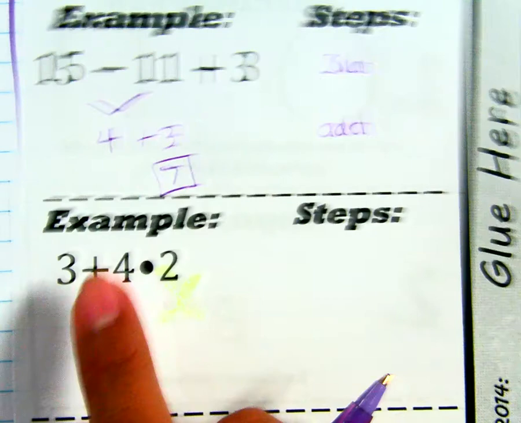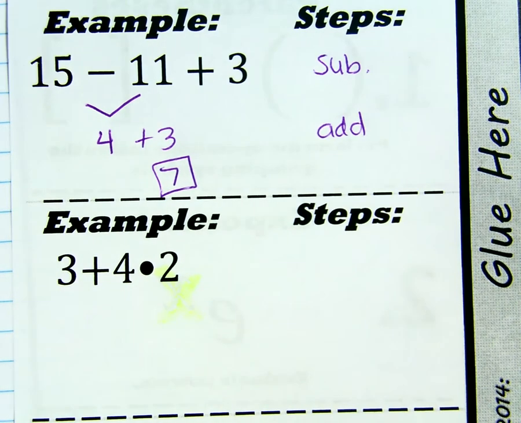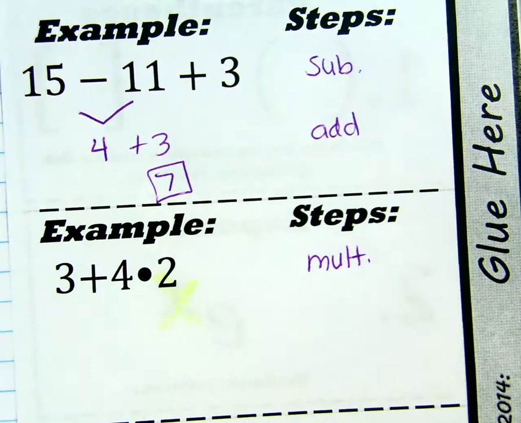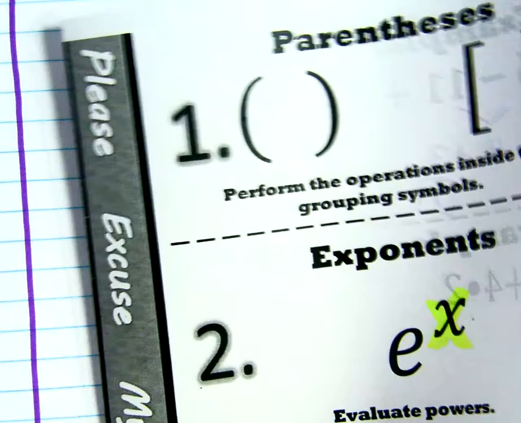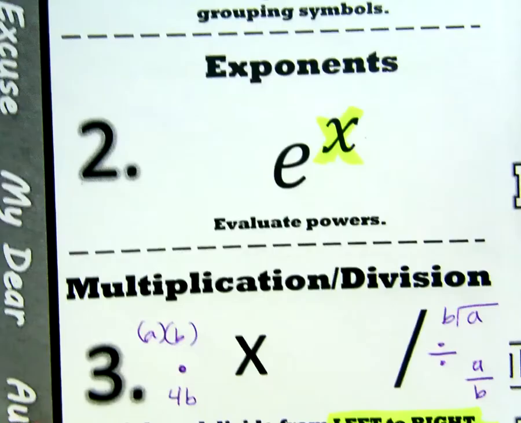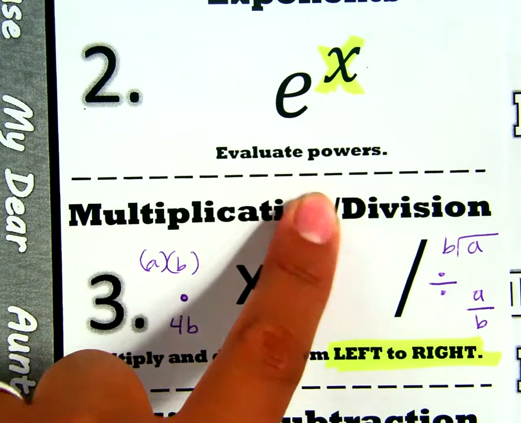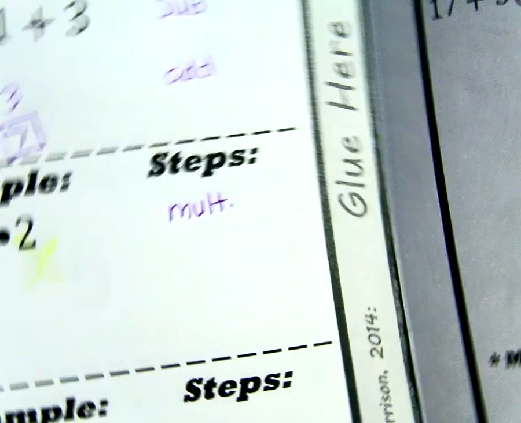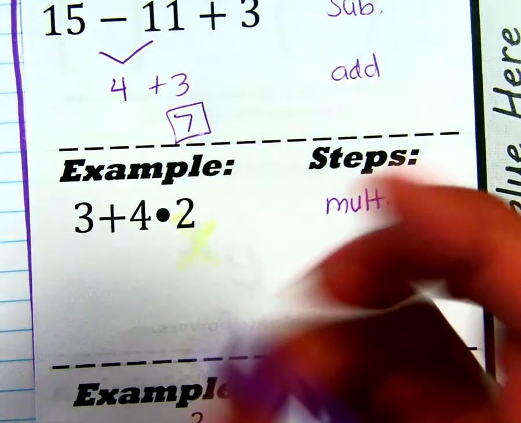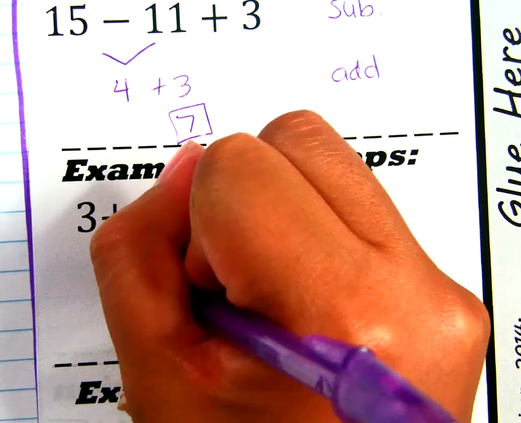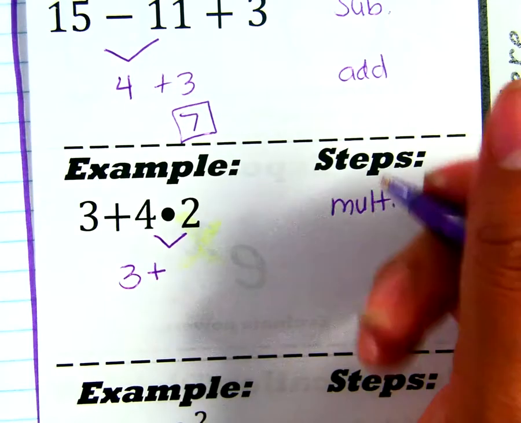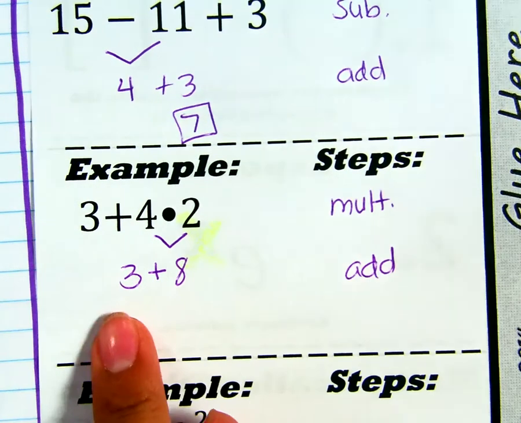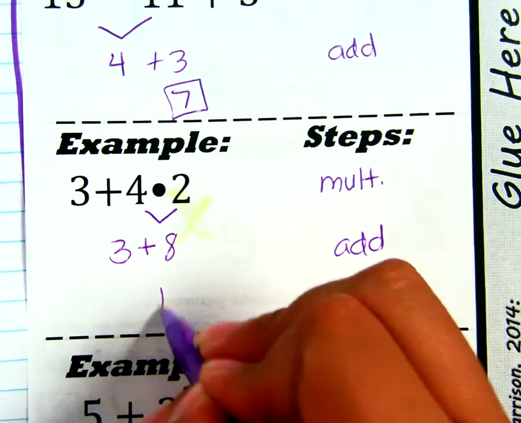Next one, we have addition and we have multiplication. What do we do first? Multiplication. Remember, if you're forgetting, go back to the side. You want to make sure you do multiplication because that comes before addition and subtraction. So we have 3 plus, what's 4 times 2? 8. And then we're going to go ahead and add. So 3 plus 8 is 11.